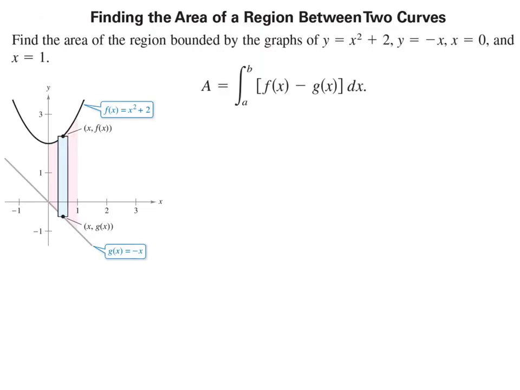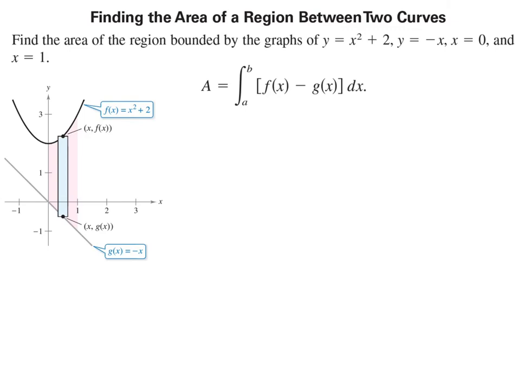So let's try out a few examples. Let's find the area of the region bounded by the graphs of x squared plus 2 and y equals negative x from x equals 0 to x equals 1. So we have it modeled here, and I always suggest that when you're first starting out with these problems that you actually graph the two functions so you can figure out which one's the quote-unquote f of x, the taller one, and which one's the quote-unquote g of x, the shorter one, if you want to call it that.